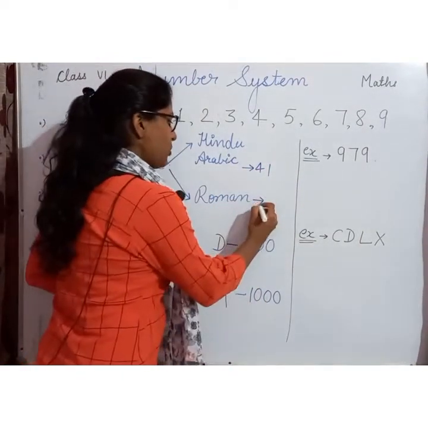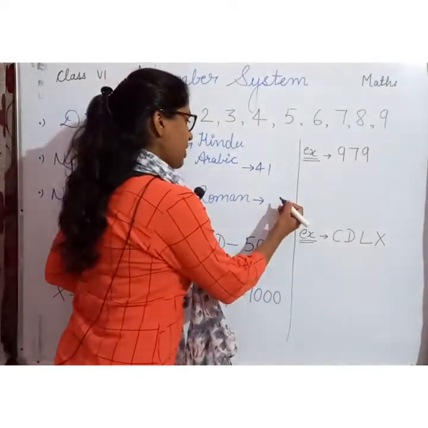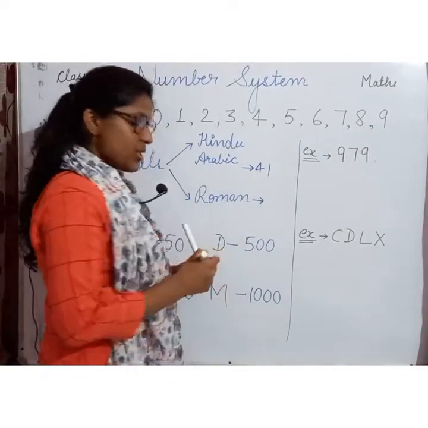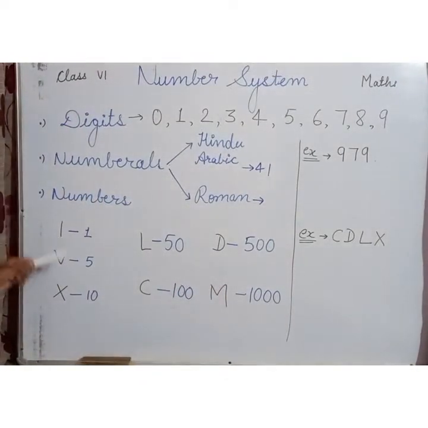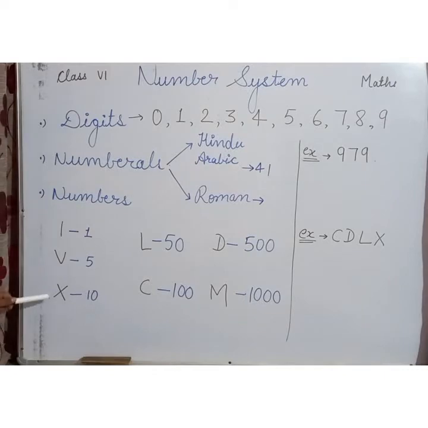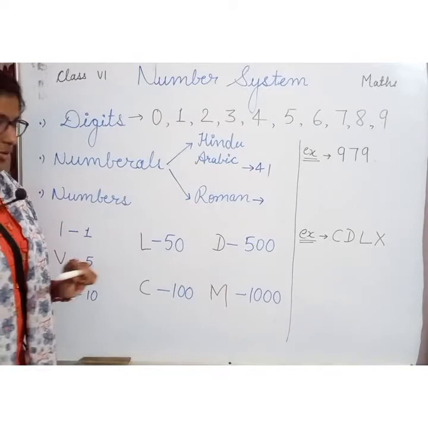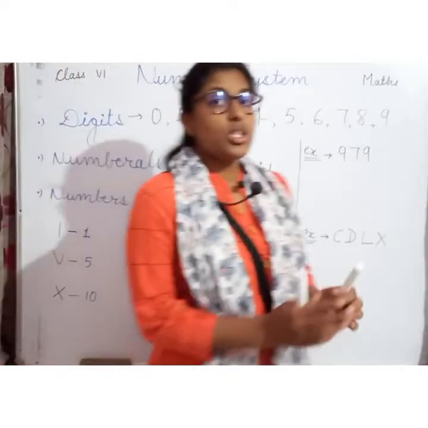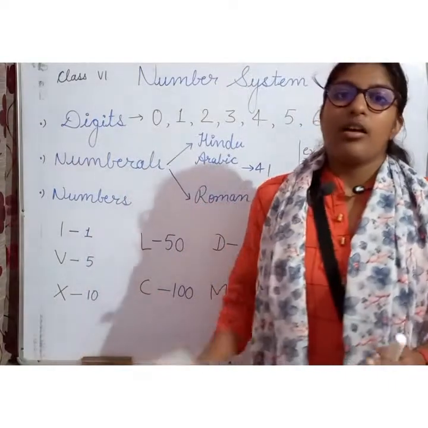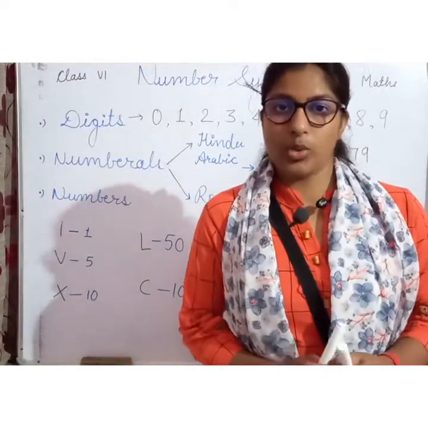But in Roman numeral, how do we write this 41? We are using some symbols. Which symbols we are using? You can see here, everyone. I stands for 1, V stands for 5, X stands for 10, L stands for 50, C stands for 100, D stands for 500, M stands for 1000. So these are limited symbols we have for writing any kind of number in the form of Roman numeral.